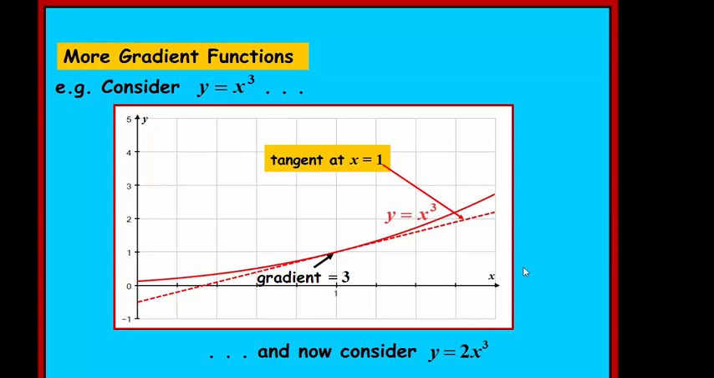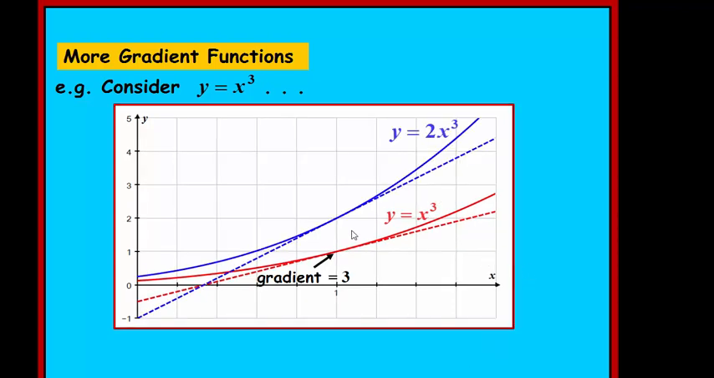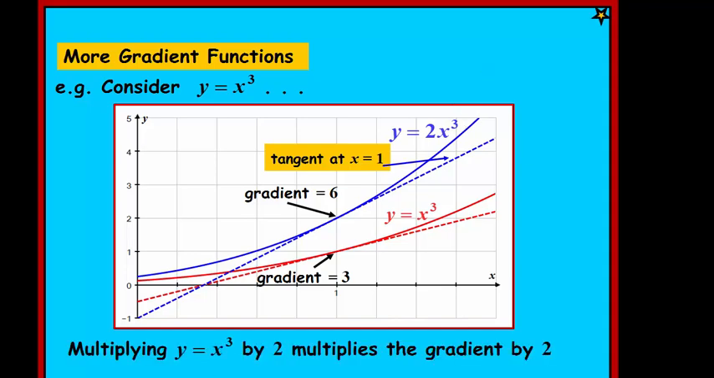We now consider the function 2x cubed. This function here, where the y values are double in each case, is stretched by 2 in the y direction. You can see here that the tangent at x equals 1 has a gradient of 6. Multiplying y equals x cubed, our original function, by 2 has the effect of multiplying the gradient by 2.